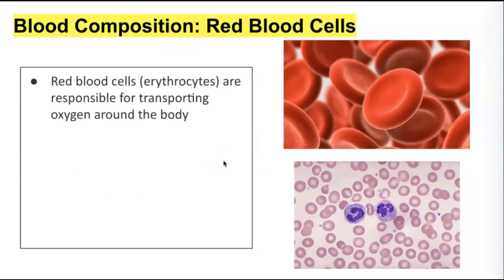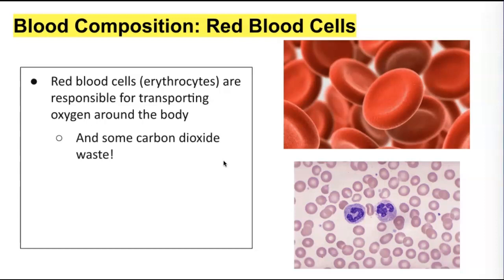Red blood cells are also called erythrocytes on the IB test. You will see it as erythrocytes, or once you're in college, you'll see it as erythrocytes. So just make sure you know both. They are mainly responsible for transporting oxygen around the body. Super, super important to get oxygen to all of our cells so that we can do that cell respiration, and so that we can have energy.